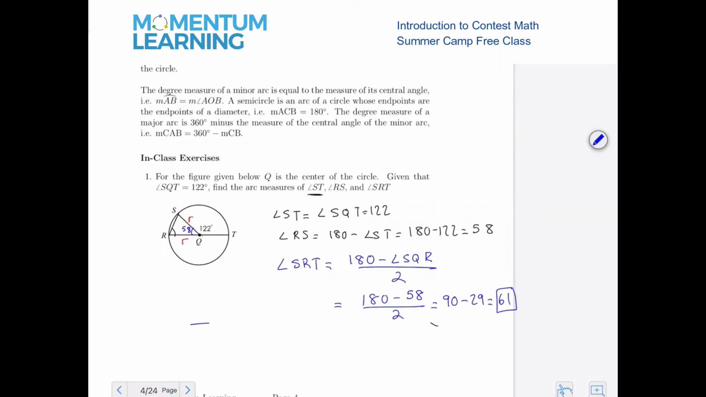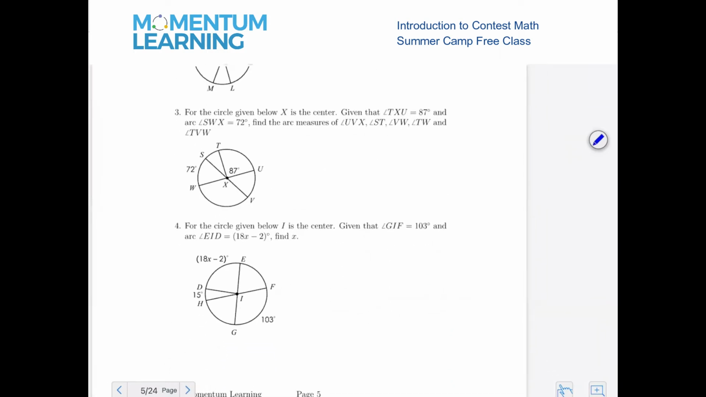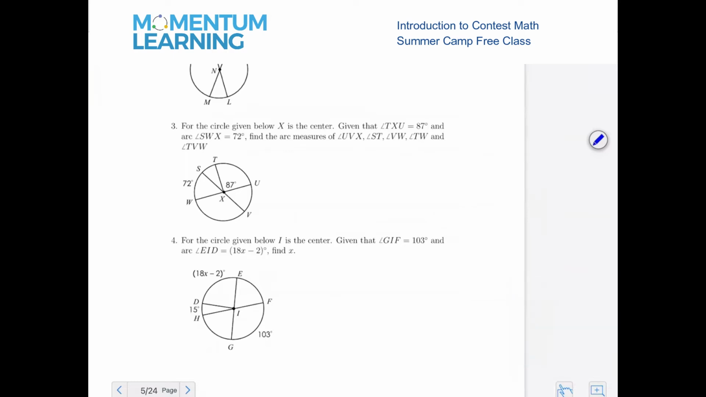Okay. We have no questions, so we're going to move on. Again, like I said, I will skip some of the problems here. We're going to look at number 4. I is the center, and it's given that angle GIF is 103 degrees. Because I is the center, GIF is a central angle. It is equal to arc GF.